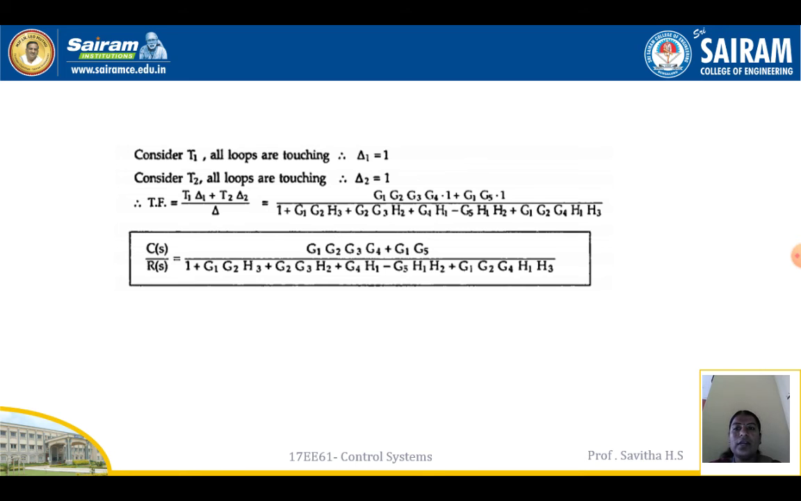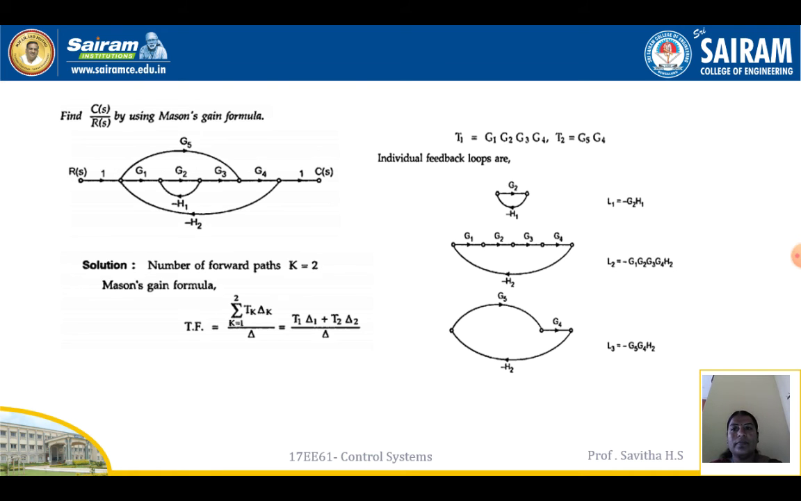So consider T1, all the loops are touching, therefore delta 1 is equal to 1. Consider T2, all the loops are touching the second forward path also, so delta 2 is equal to 1. Therefore after substituting and simplifying, we'll get C of S by R of S as G1 G2 G3 G4 plus G1 G5 divided by 1 plus G1 G2 H3 plus G2 G3 H2 plus G4 H1 minus G5 H1 H2 plus G1 G2 G4 H1 H3.